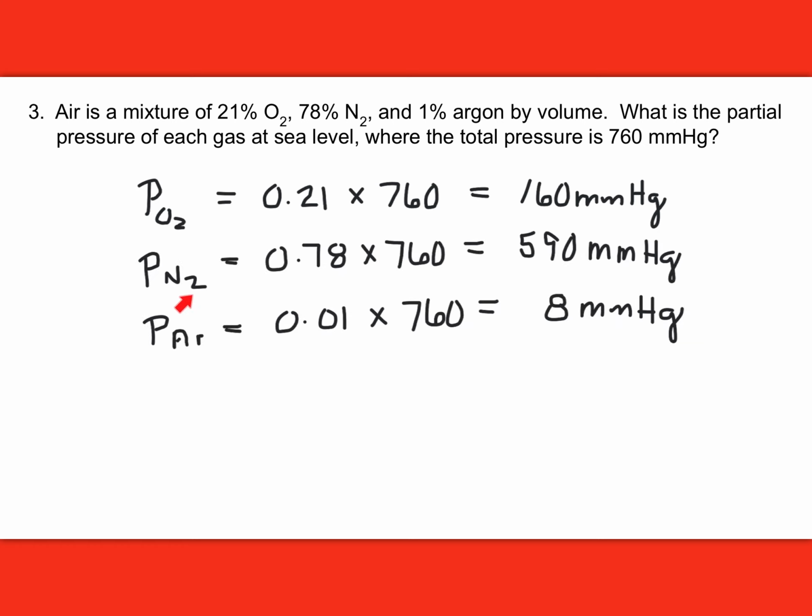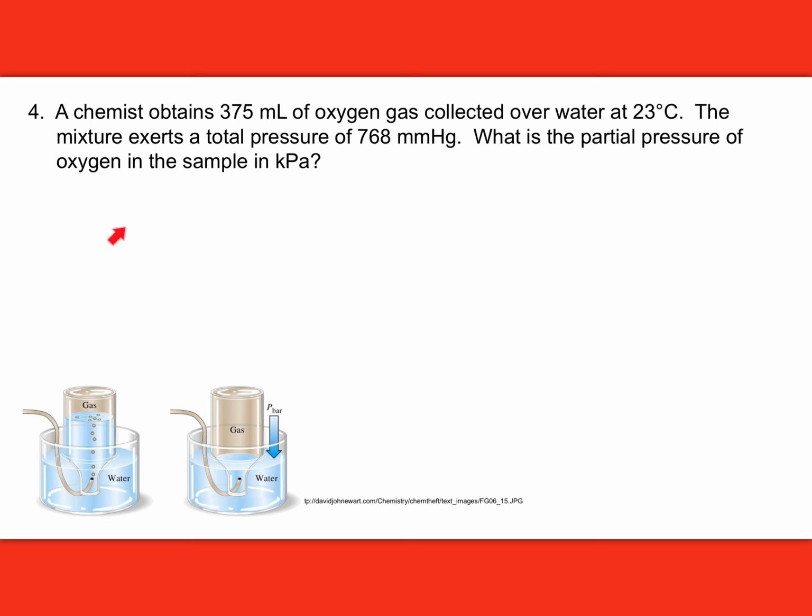Here we are. The partial pressure of the nitrogen is 78% of 760, or 590 millimeters of mercury, and the partial pressure of argon is 1% of 760, or 8 millimeters of mercury. This last question reads, a chemist obtains 375 milliliters of oxygen gas collected over water at 23 degrees Celsius. The mixture exerts a total pressure of 768 millimeters of mercury. What is the partial pressure of oxygen in the sample in kilopascals?